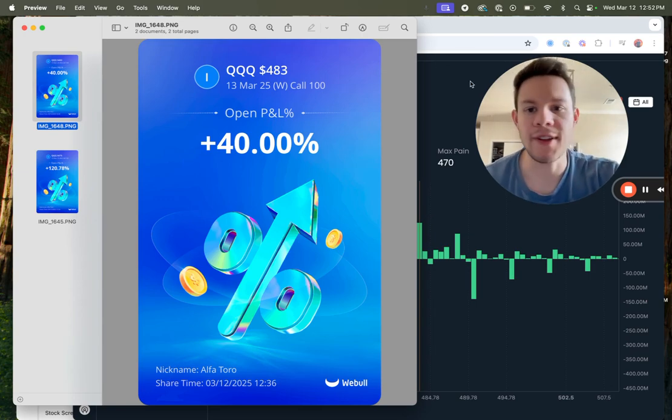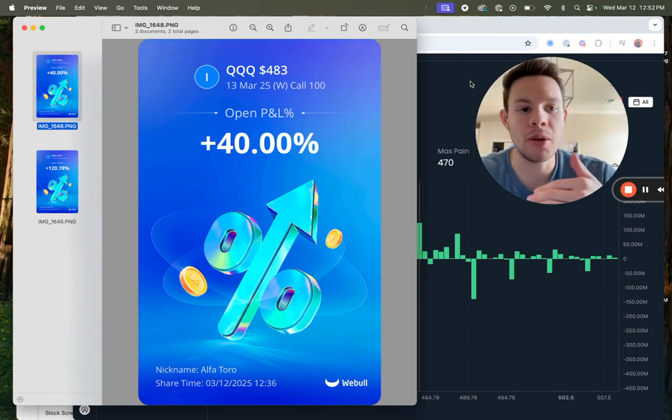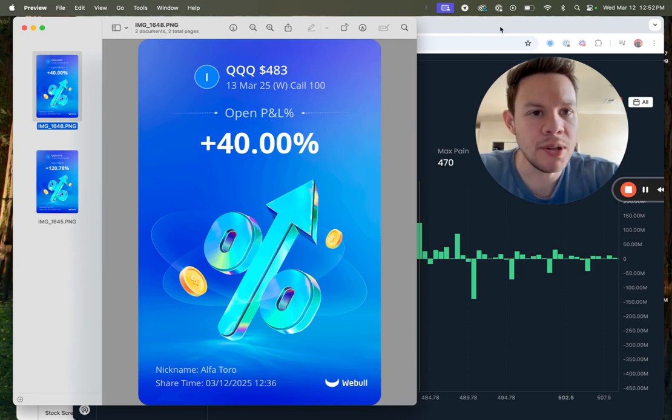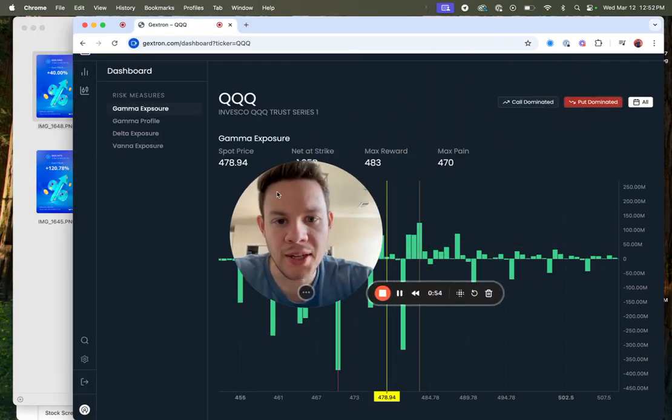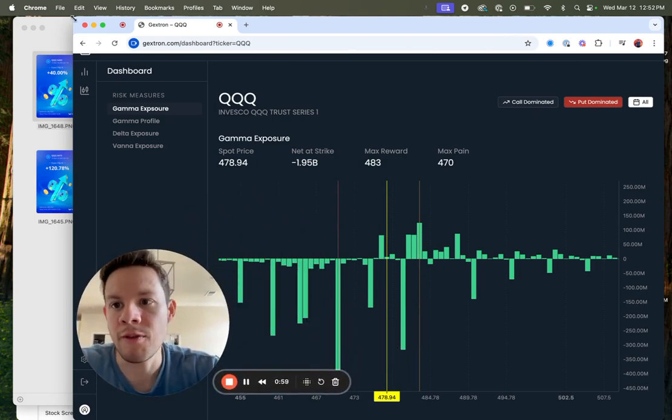And I want to discuss in this video how I use expected move to really just help me figure out support and resistance levels, right? Okay, so the first thing I want to show you is Gextron. When we take a look at Gextron, now the data is updated, so it's not the original data from the morning.